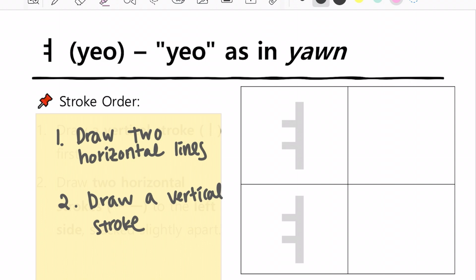So this time the order looks a little different from the previous one. You draw the horizontal lines first and then draw a vertical stroke later. So I'm gonna put the numbers again. First, upper horizontal line, number 1, number 2, downside horizontal line, and then the vertical stroke for the last.